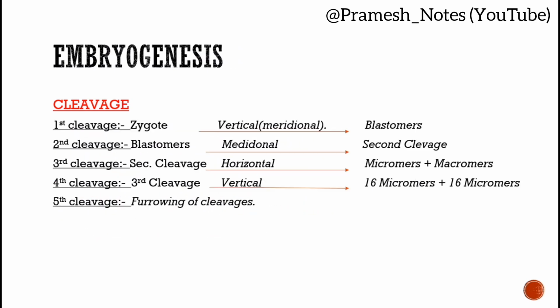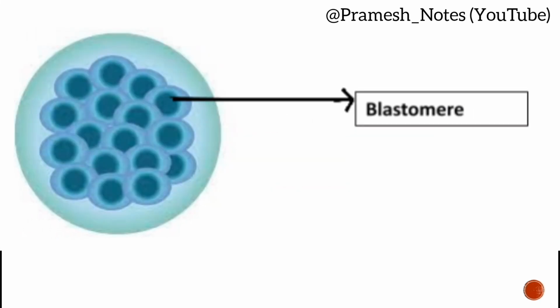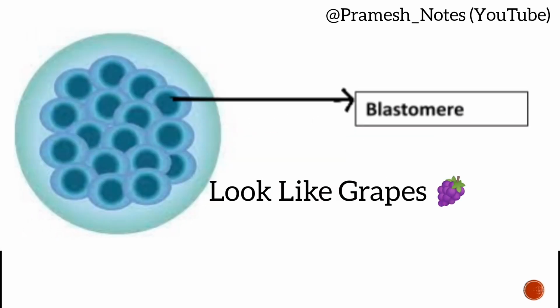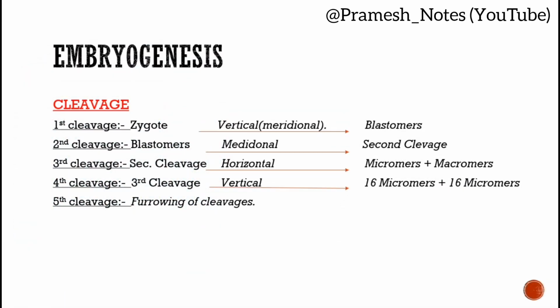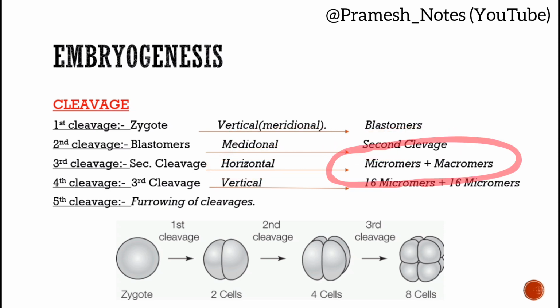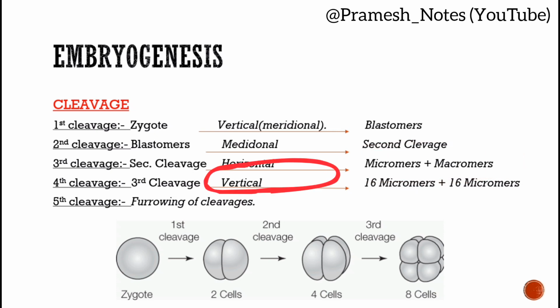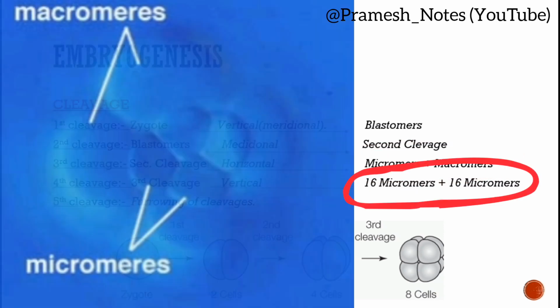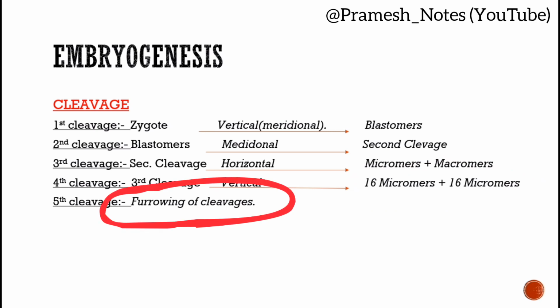So now let's go a little deeper to understand it. First, the zygote divides vertically, that is meridionally, to form the first blastomere. Here blastomere simply means a bubble or grape-like structure, where each grape is known as a blastomere. In the second cleavage, the blastomeres divide meridionally again. This again divides horizontally to form micromeres and macromeres. Again by vertical division, 16 micromeres and 16 macromeres are formed. In the fifth step, furrowing happens. This furrowing is directly connected to the morulation stage.